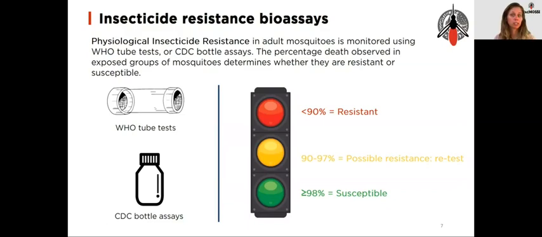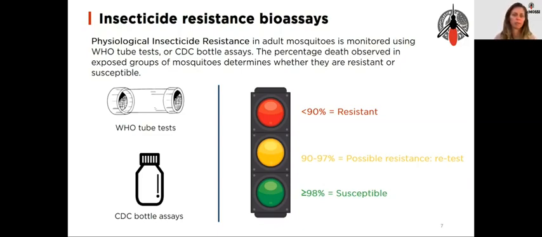So physiological resistance is monitored using bioassays, so the WHO tube test or the CDC bottle bioassay. The mosquitoes that are exposed to the insecticide inside the bioassay are observed and counted, and it is determined whether the mosquito population is resistant or susceptible to the insecticide. And what I really want to highlight here is that conducting insecticide resistance bioassays is not insecticide resistance management. It's a very important component of the process.